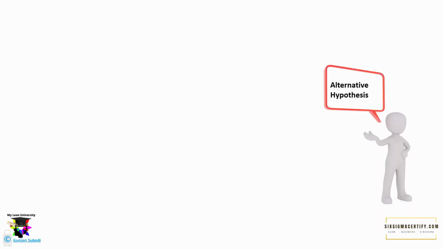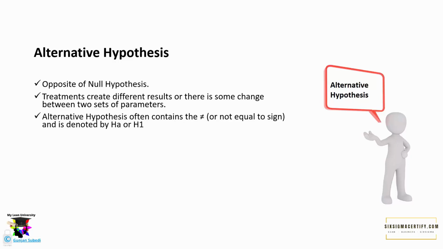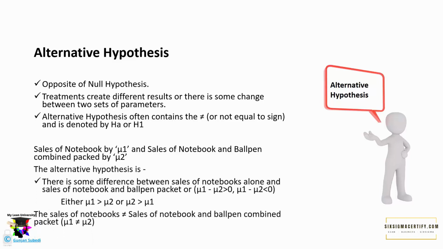The alternative hypothesis is the opposite of the null hypothesis. It means that the treatment creates different results or there is some change between the two sets of data that we are measuring. Note that the alternative hypothesis often contains the not equal to sign and is denoted by HA or H1. In the hypothesis experiment of Jack and Jill, if we denote sales of the notebook by mu1 and the sales of the notebook and ballpen combined packet by mu2, the alternative hypothesis can be stated as: there is some difference between the sales of the notebooks alone and the sales of the notebook and ballpen packet combined.